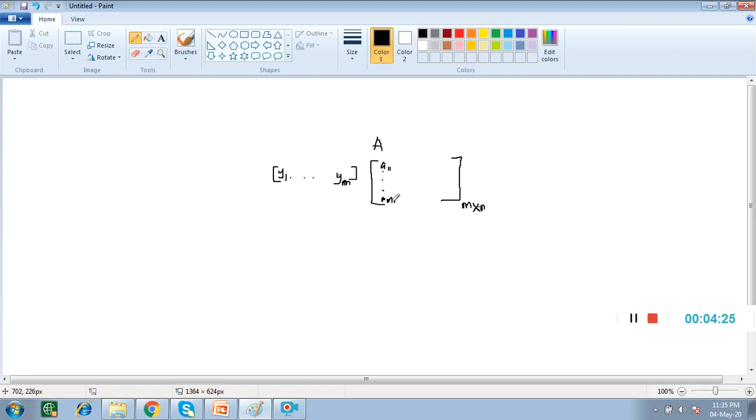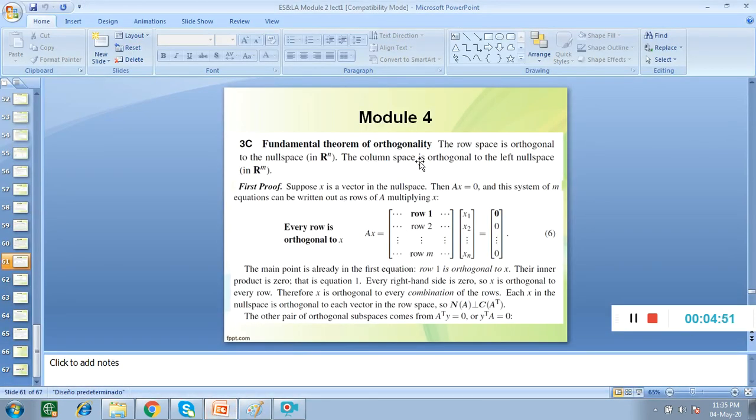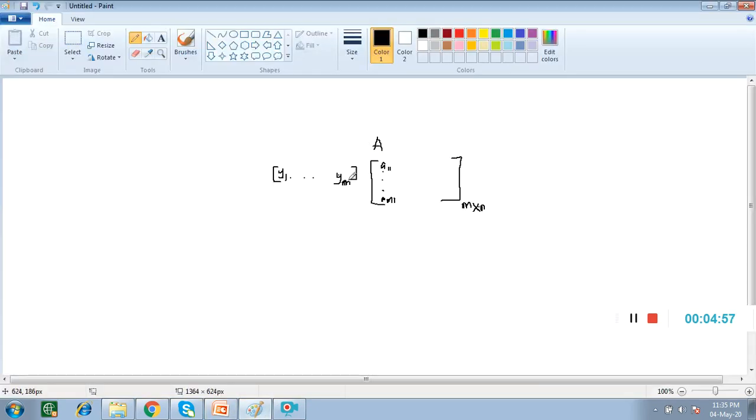So these get multiplied. This means the orthogonal space for the column space has to be the left null space. When this row gets multiplied with this column, we should generate 0, which is referred to as the left null space. The column space is orthogonal to the left null space in Rm. Rm indicates the number of elements, which have to be m in number because of the number of rows.